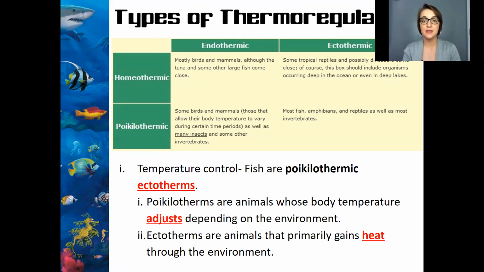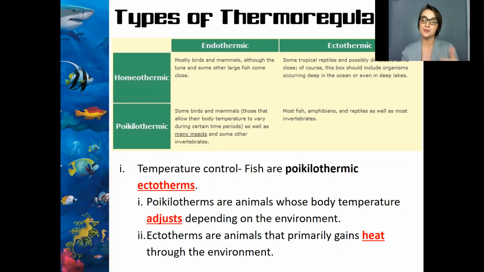All right, so another type of adaptation that we're going to see in both bony and cartilaginous types of fish is how they thermoregulate, meaning how they control their bodies in relation to the temperature of the water that they're in. So fish are poikilothermic. I always get tongue-tied on that one. So this just means that their whole body temperature is going to adjust dependent upon their environment. So if you are a fish and you're in cold water, then your body is cold. If you're in hot water, then your body is hot. It's as simple as that.